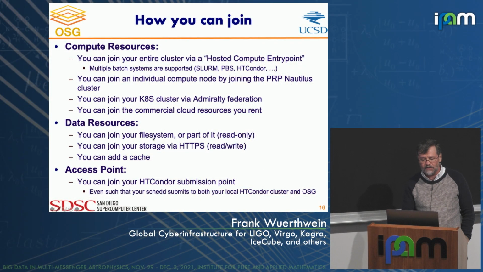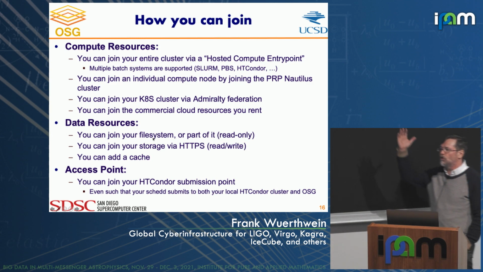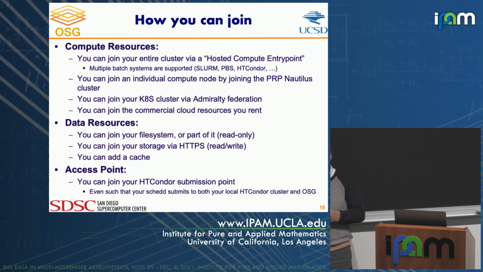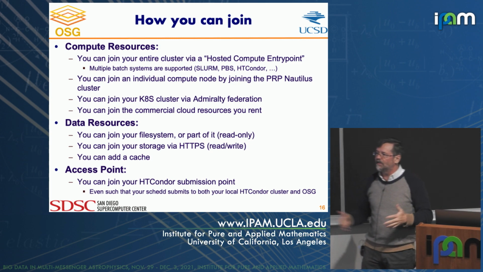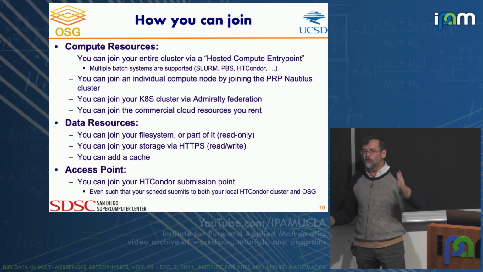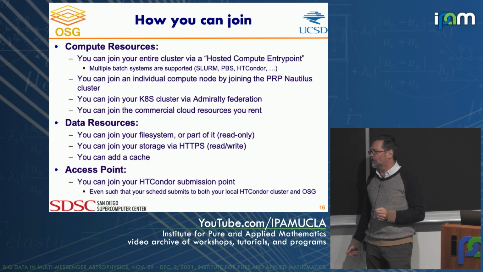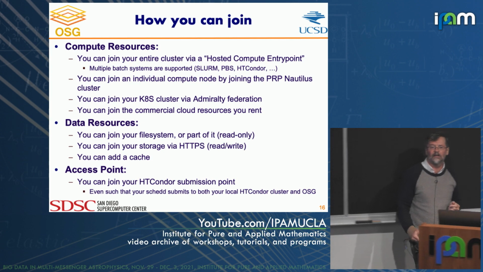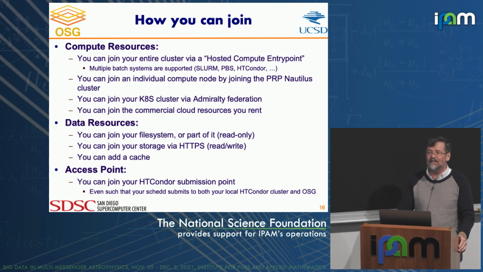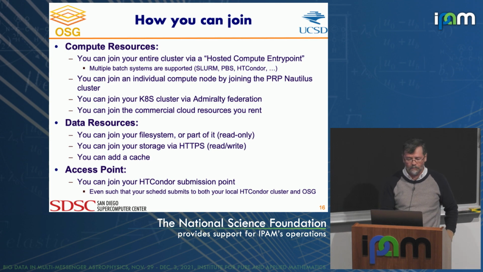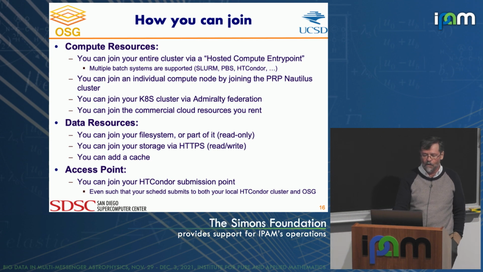On the data resources side, you can join file systems or part of them. If you have a global file system in your institution that is 10 petabytes, that is used by many different customers, you can join just one directory structure, a directory hierarchy of essentially arbitrary complexity, or a few different directories. And I'll talk in a moment about how this gets done.